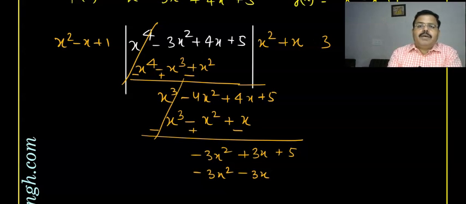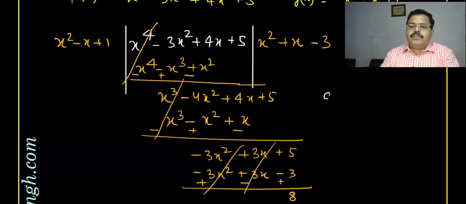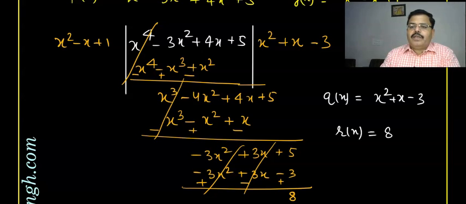Product should be minus 3. So that it will come minus 3x square. So minus 3x square and minus minus plus 3x minus 3. So in that case this will be plus, this will be minus, opposite signs cancel, and that will be plus. So 5 plus 3 is 8. So here what is the divisor? Quotient. So here the quotient function is x square plus x minus 3, and the remainder function is 8 only. This is the quotient and the remainder.